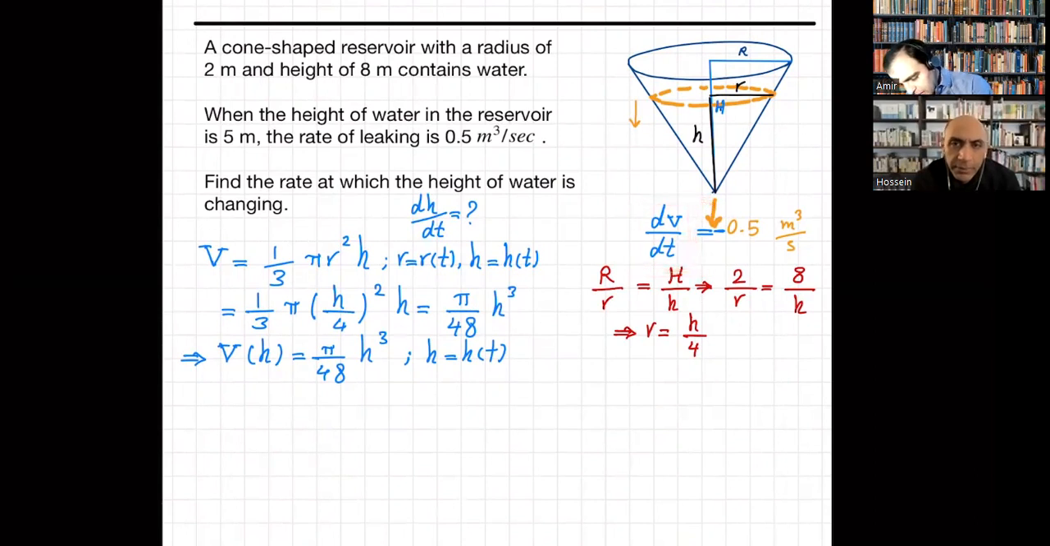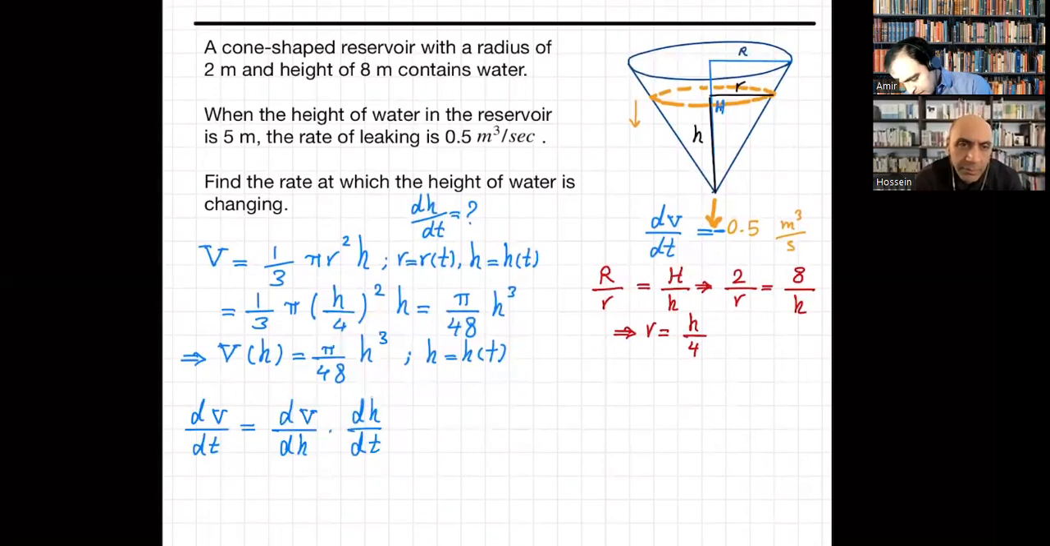So dV over dt is equal to, we know that V is in terms of H, and H is in terms of time. So I'm going to use chain rule here. So it's going to be dV with respect to H, and then dH with respect to time. That's an application of chain rule, yes. And we know that this is the answer, I mean the question. So we want to solve for that.